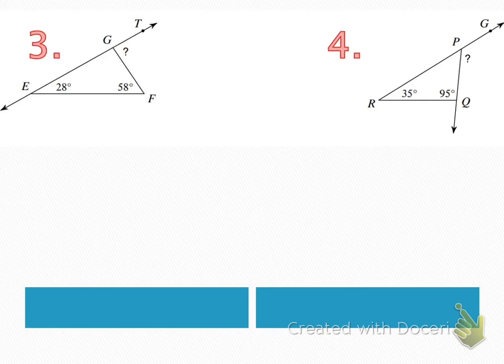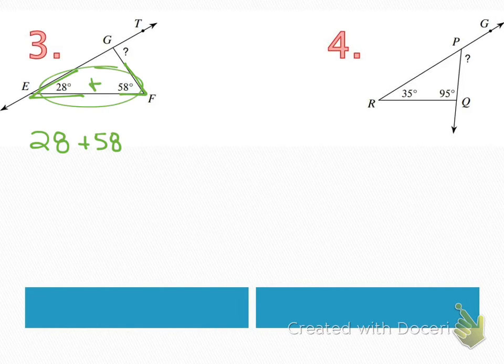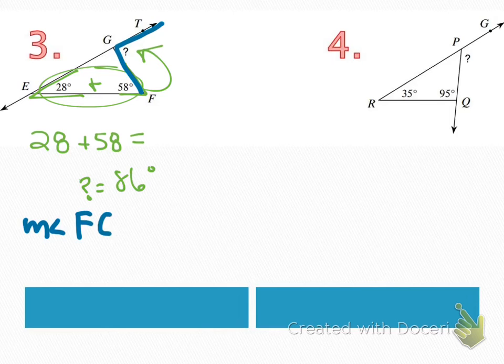So those are both on the interior. So it's the interior plus the interior equals the exterior. That's on the exterior. So on number 3, E and F are interior. So they will add up and they'll equal the exterior. So that means, what's 28 plus 58? 86. What could I name this outer angle? FGT.